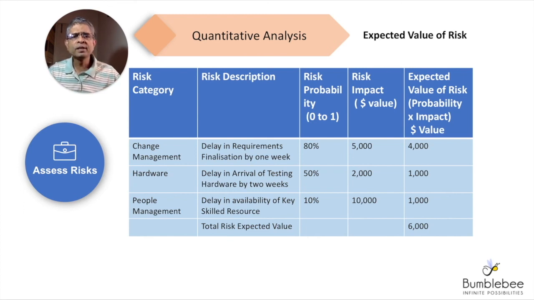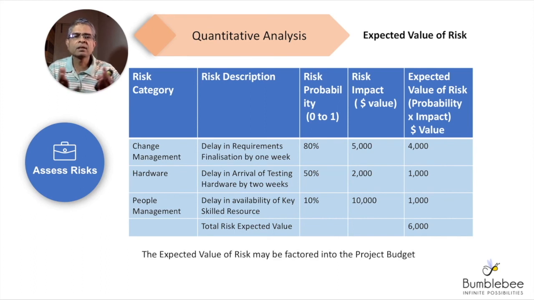So what do we do with the total risk expected value? It helps us to factor in this amount in the total budget of the project. So this is one way you can factor in the total risk value into the project budget. Expected value of risk is just one measure of quantitative analysis. There are multiple methods like Monte Carlo simulation, decision tree analysis, etc. Expected value is the simpler quantitative method which is used in software project development for risk assessment.